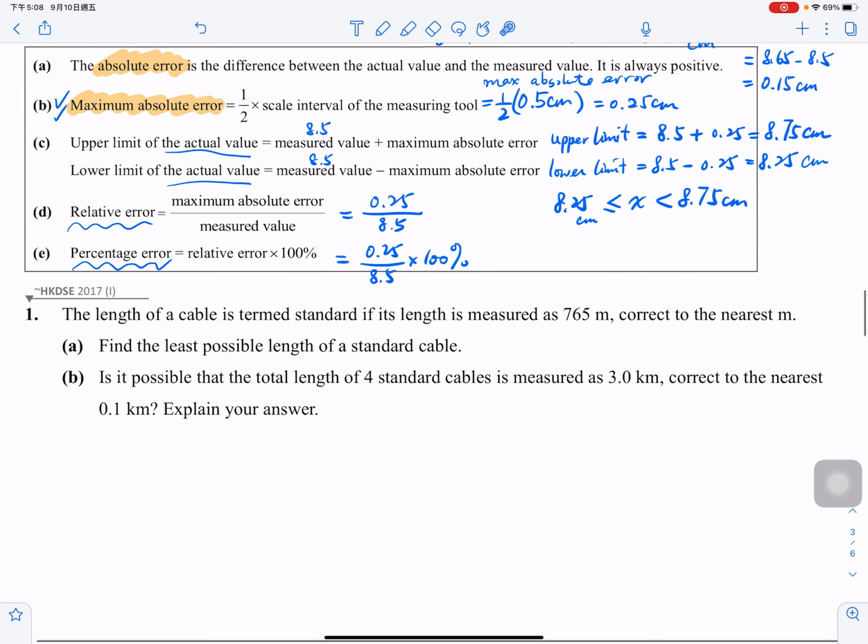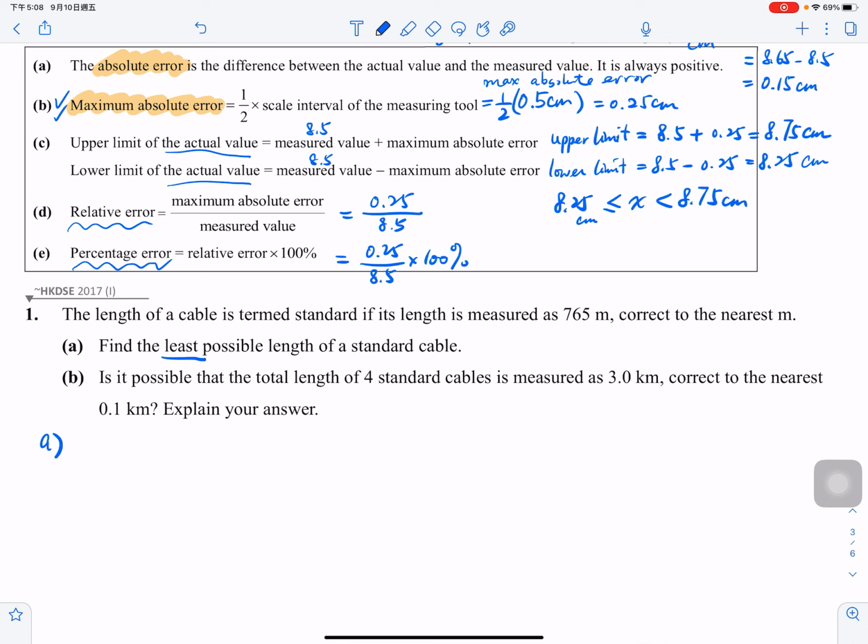Let's start to have a look at some DSE public exam questions. Okay, this question seems like the 2017 question. So let's have a look. For example, here, the length of a cable is termed standard if its length is measured as 765 meters, correct to the nearest meter. So part A, find the least possible length of the standard cable.